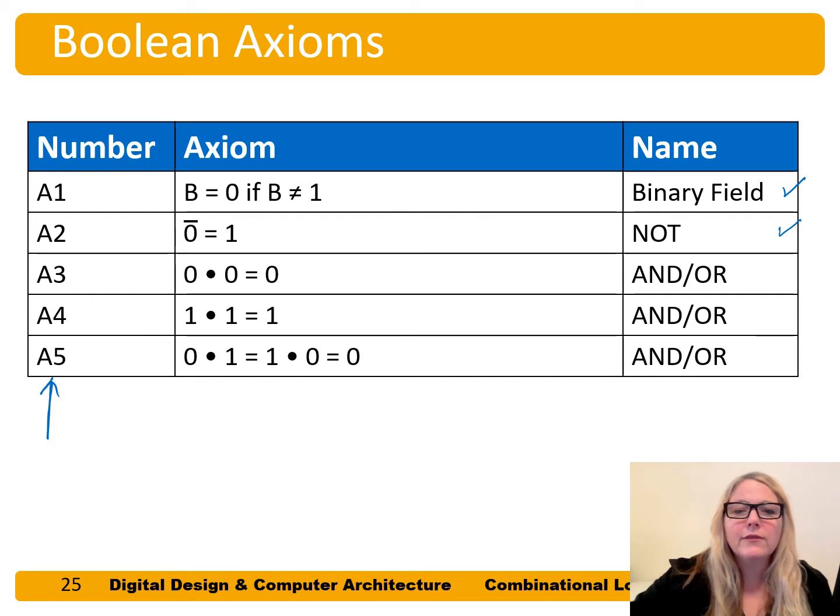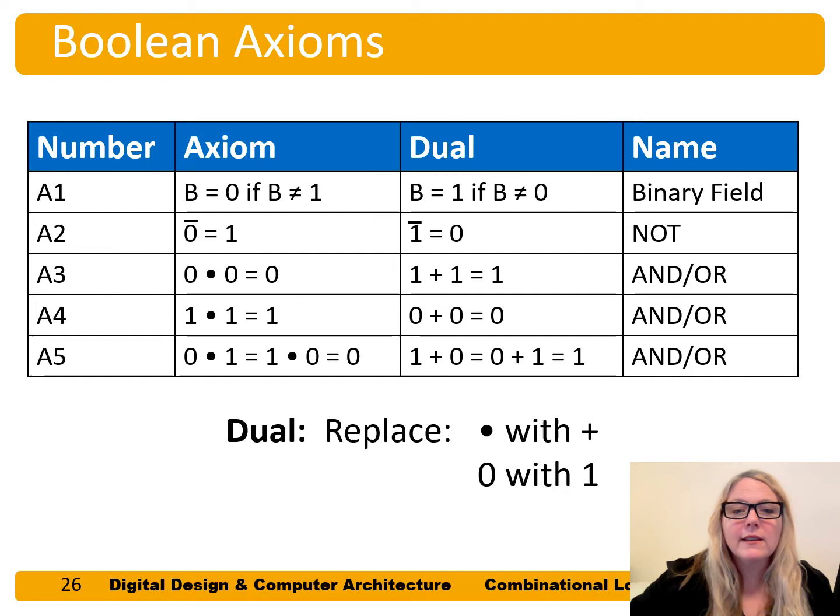And now we're defining the and function, where 0 and 0 is 0, 1 and 1 is 1, and 0 and 1 is 0, and also 1 and 0 is 0. So this is defining how the and function operates.